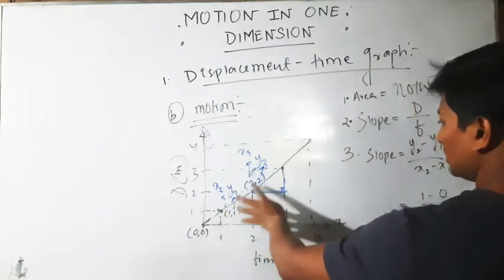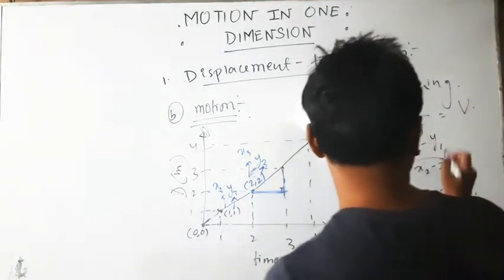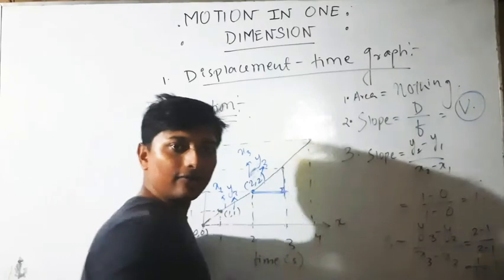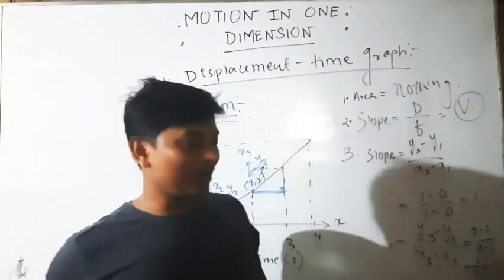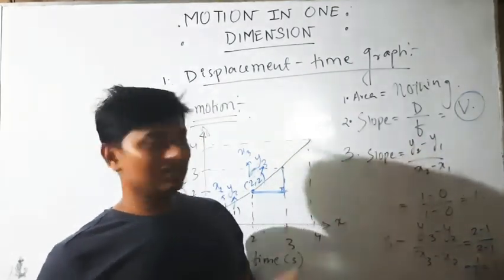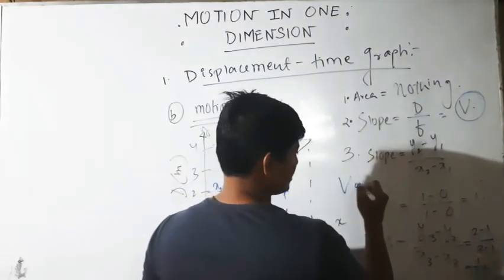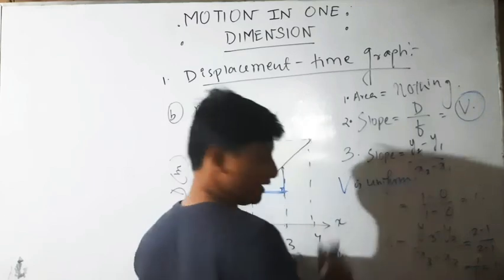From here to here, from here to here, the slope is always 1, and we know the slope gives me velocity. That means the velocity is uniform all through the graph. Understood? So this is a uniform velocity. So the third point is that the velocity is uniform in this particular graph. And number 4 point is very important.